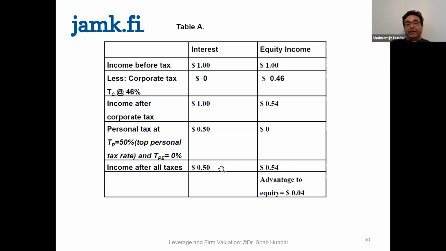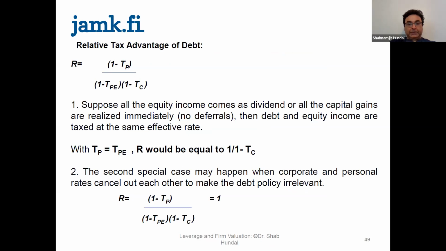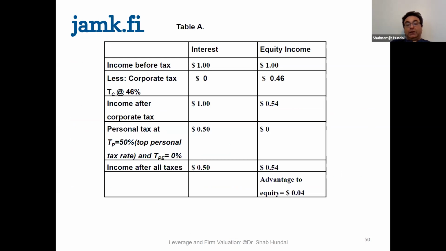And if you divide 0.50 by 0.54, it's less than 1. If, in income after all taxes, the ratio of the interest income to the equity income is less than 1, it means that the overall benefit is going to the equity income. The formulation is given here. That is called a relative tax advantage. So you can see that the overall advantage is in favor of equity income.